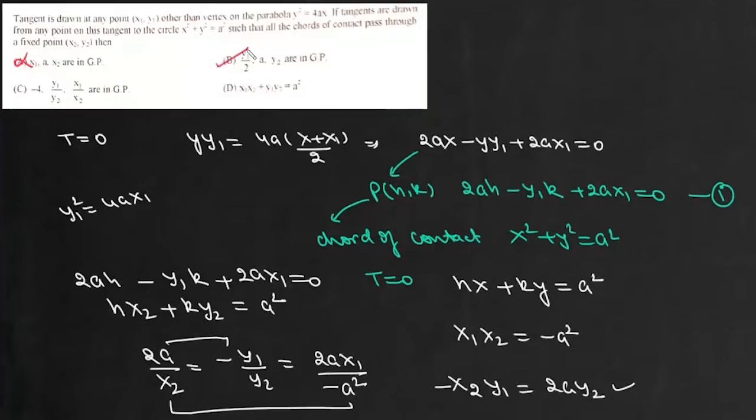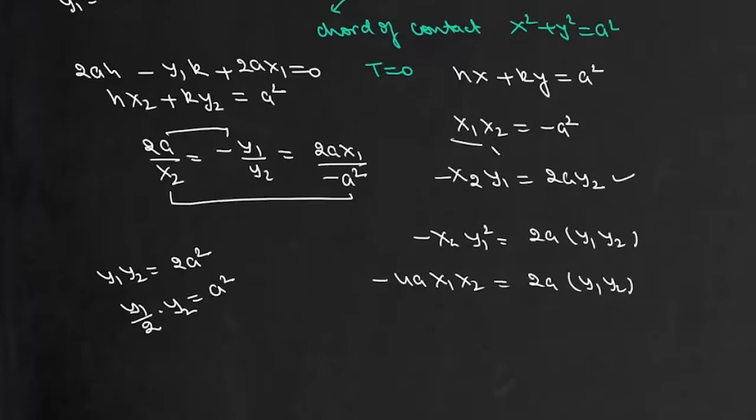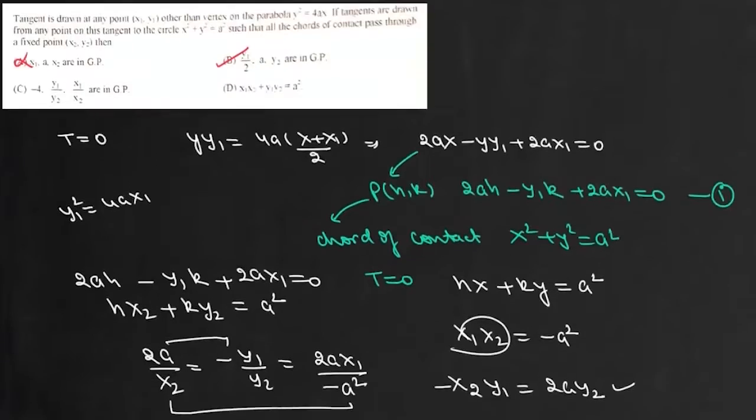option B. And if we add x1 x2 and y1 y2, we'll get x1 x2 plus y1 y2 will be minus a square plus 2a square. That should be a square, and that's your option D. Now what about this option C?